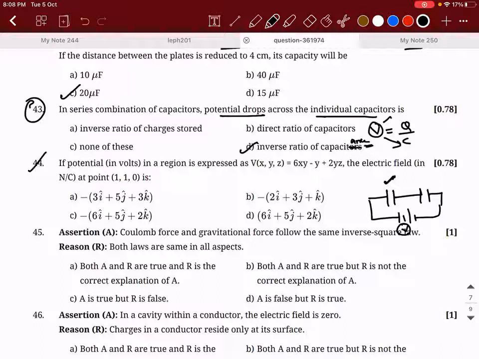Question 44. If potential in a region is expressed as this, the electric field is this. Also, you can do it now. Partial differentiation. Option C. Correct, yes, C is right.